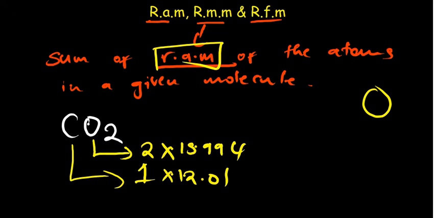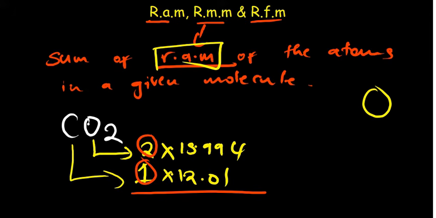So the key aspect is being able to identify how many atoms are present in a molecule and then multiplying against their relative atomic mass, and then you get to sum up the results. So multiply what is on top, 2 times 15.994, and then plus... I'll do that again, 2 times 15.994 plus 12.01.